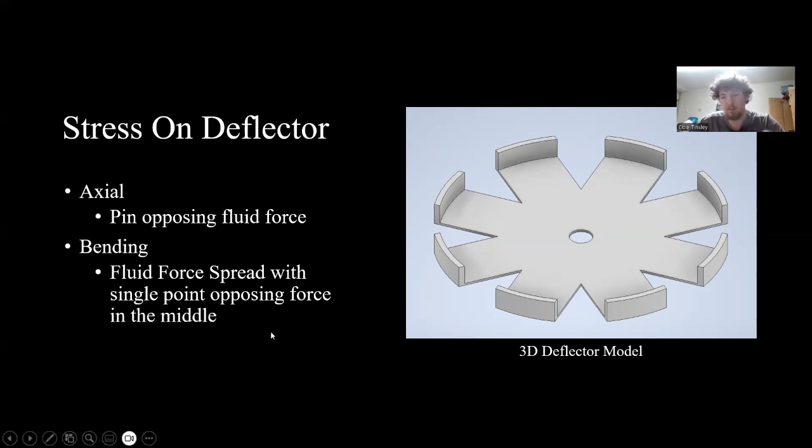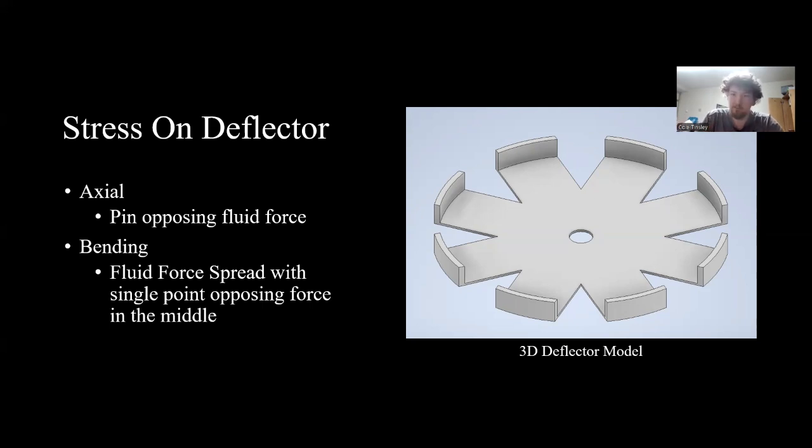The bending is kind of more obscure to understand. The fluid comes down and then it kind of spreads, and even coming down, it's not a pin, it's a stream.